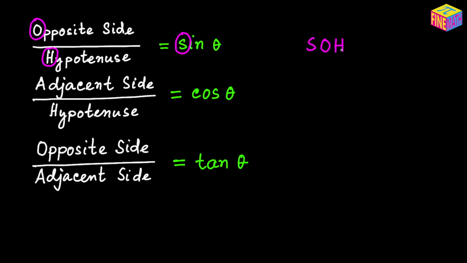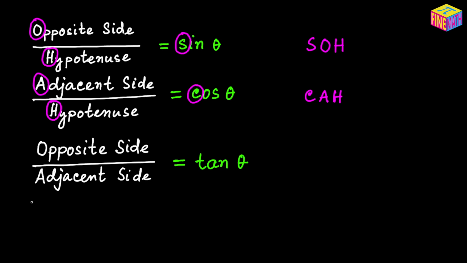So using that, if we simply write it like this, we can say SOH, right? That is SOH. So that means sin theta is the ratio of opposite side divided by hypotenuse, meaning the ratio of opposite side to hypotenuse is sin theta. Similarly, for cos theta, can we do it like this? Can we take the C of cos theta, then A for the adjacent side and then H of the hypotenuse? So from here, we can write CAH.